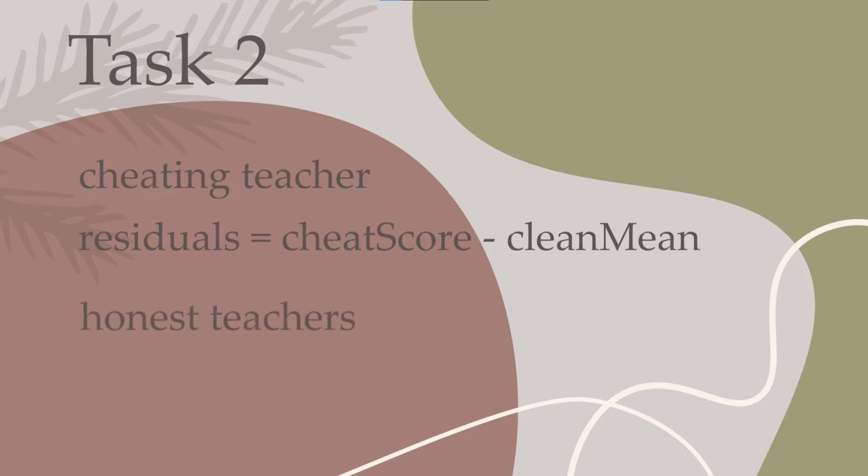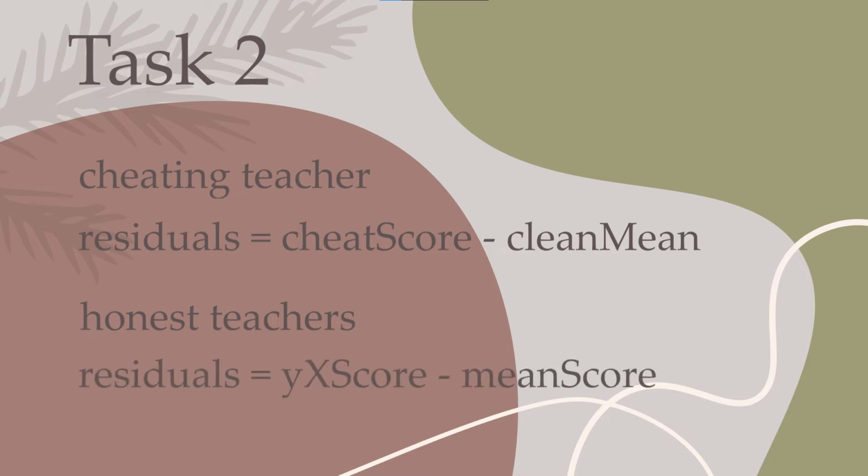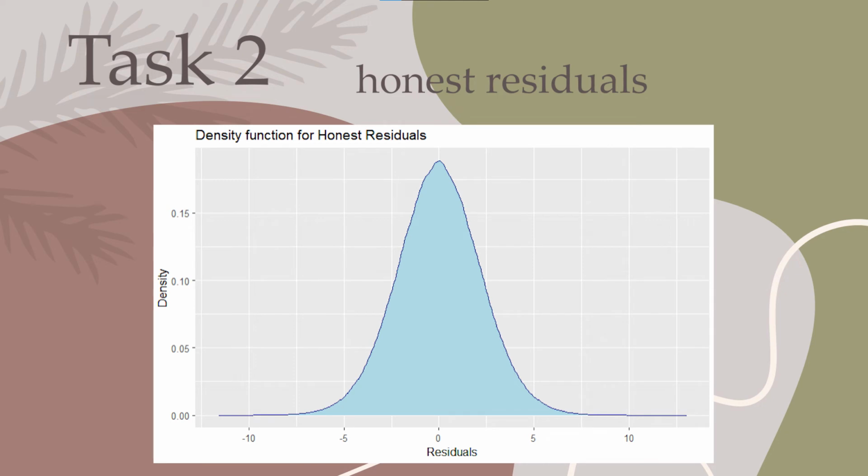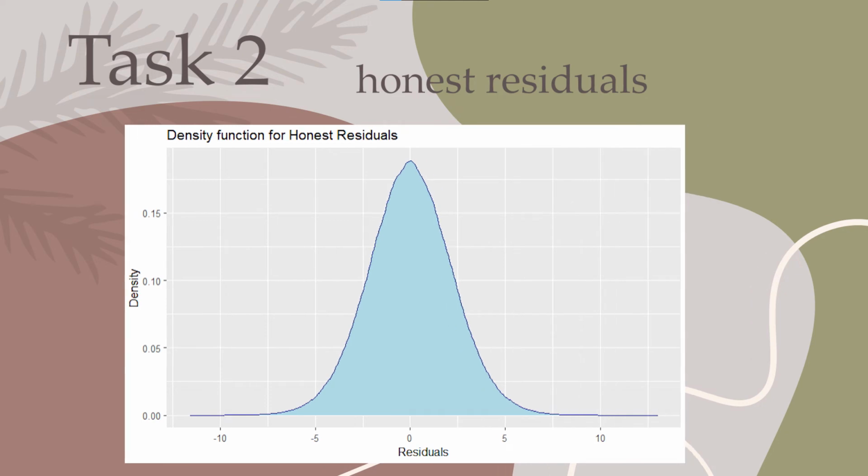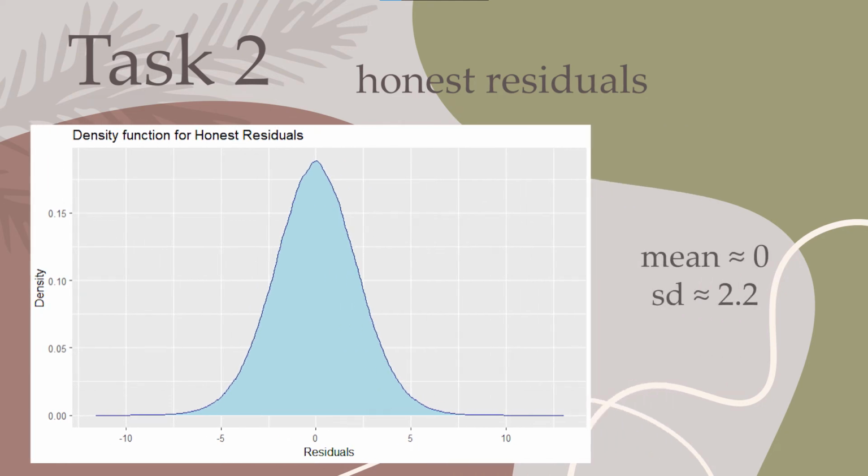Next, we would find similar residuals for the students who only had honest teachers across all 5 years. To do this, we simply take the scores a student obtained across all 5 years and subtract them with their mean score. These residuals are visualized using some density plots. We see that the residuals of the honest scores is normally distributed. We are able to calculate the mean and the standard deviation from this distribution.